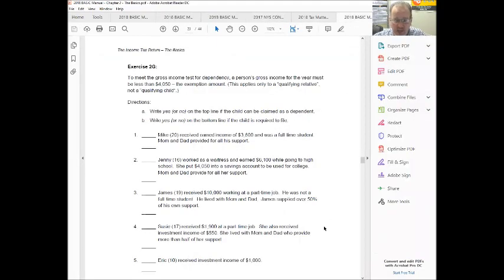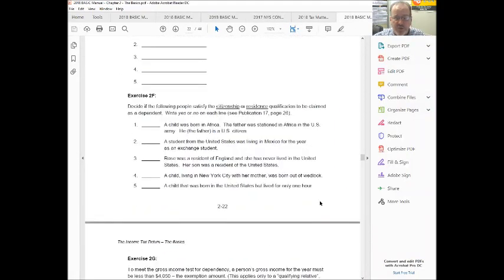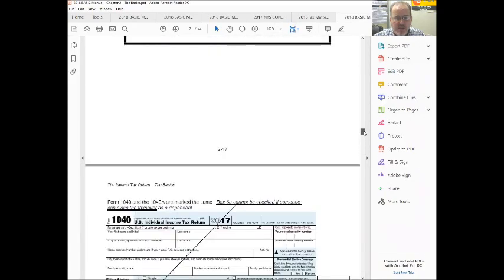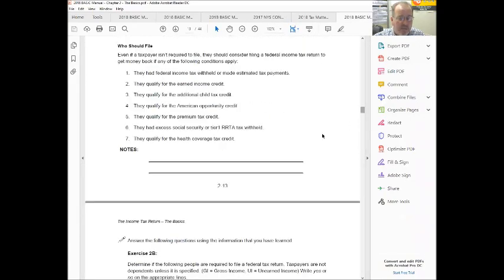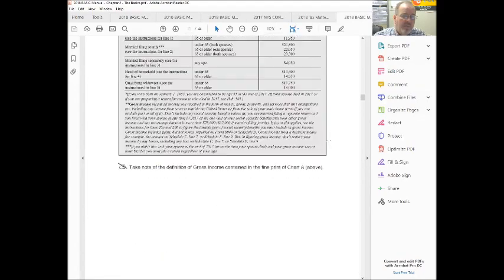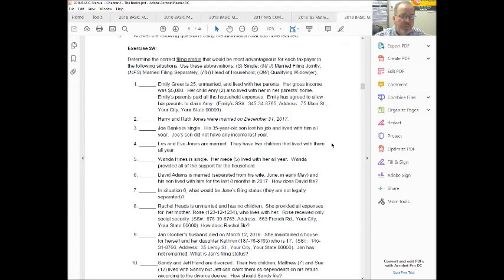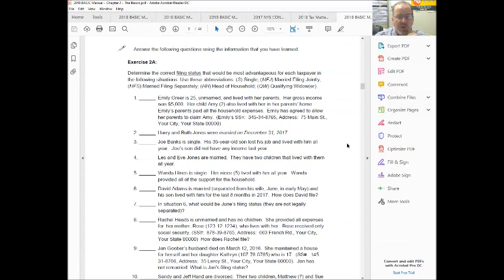All right, and let's see, we had another question on 2A. Okay, these were determine the correct filing status that would be most advantageous for each taxpayer in the following situations. It asked us to use the abbreviations that we have there. Okay, all right, and on 2A we were at number 6.